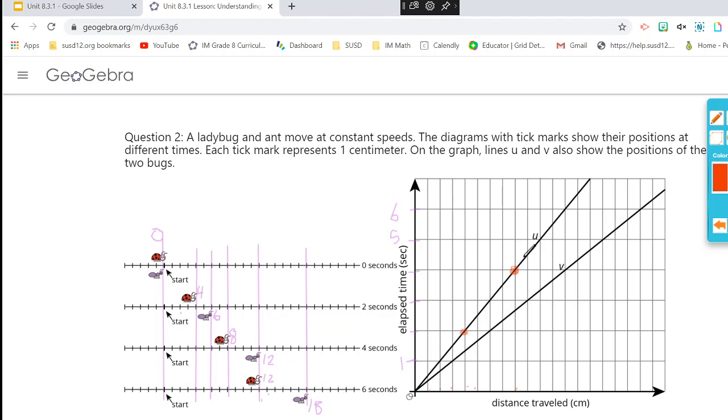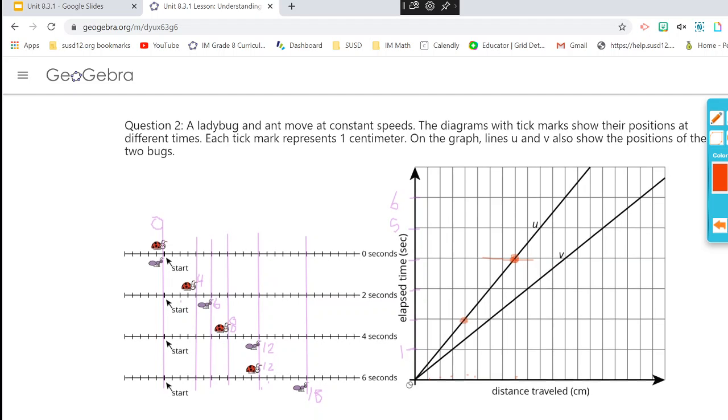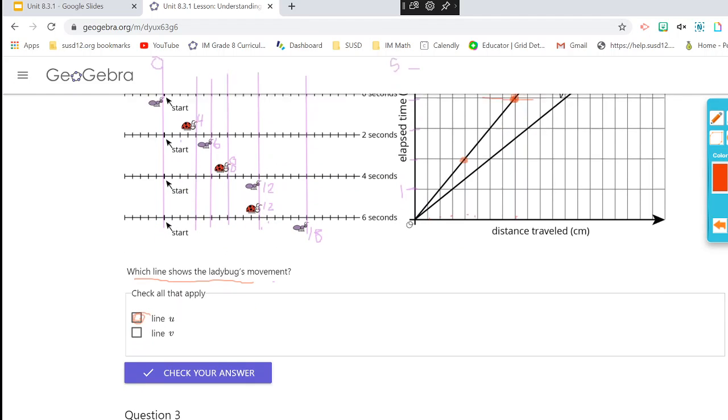Okay, then I'd have to say that line U represents ladybug. And that makes sense. It shows that for the same amount of time right here, line U covers less distance than line V. So line U is the slower line. Which line shows the ladybug's movement? Line U. It's slower. Let's check the next question.